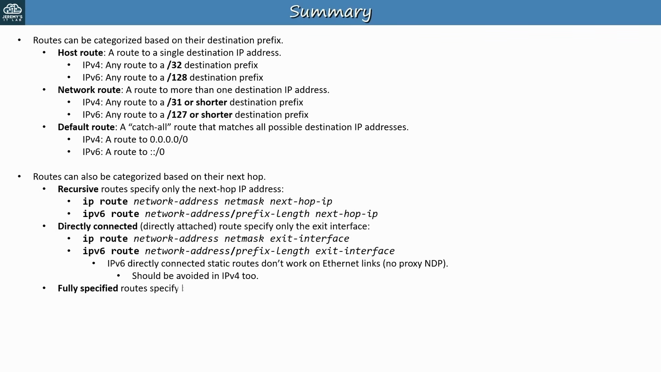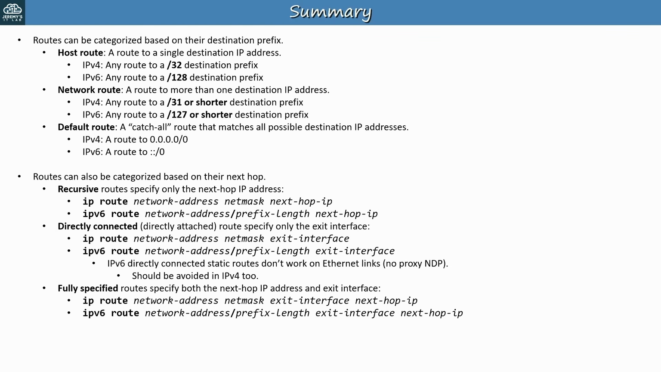Finally, fully specified routes specify both the next hop IP address and exit interface. These are the most efficient, but in practice you won't notice any difference between them and recursive routes.